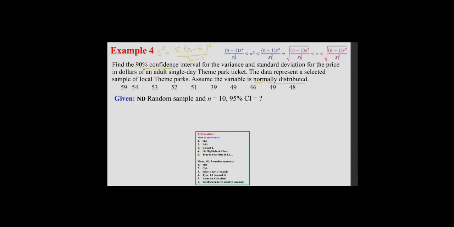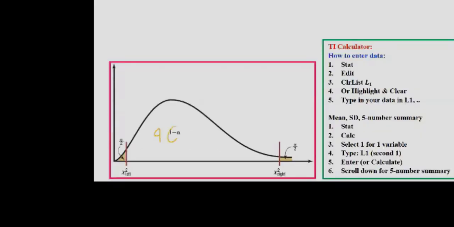Chi-squared distribution table. So we want a 90% confidence interval, which means we have 90% here. And the tail is 0.1 divided by 2, or 0.05. This tail is also 0.05. And so for you to figure out the answers from the table, you need two things: degrees of freedom, which is n minus 1, which is 9, and the area to the right. For chi-squared of the right, the area to the right is 0.05.